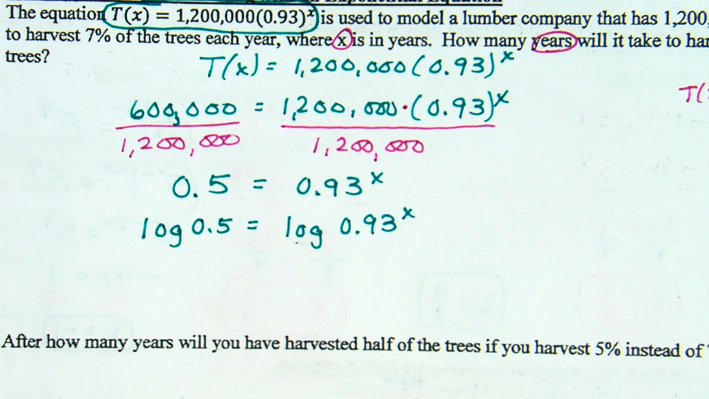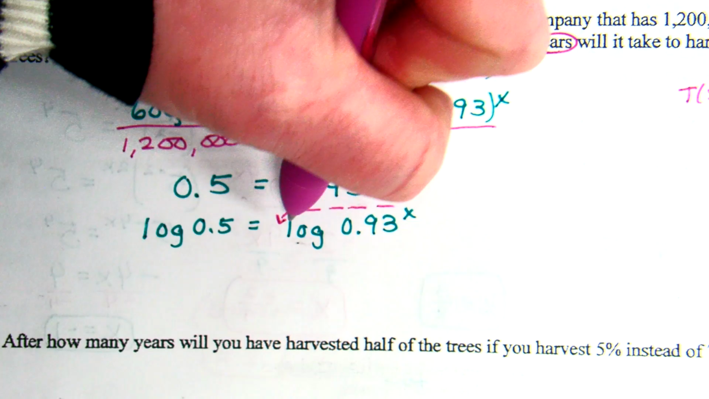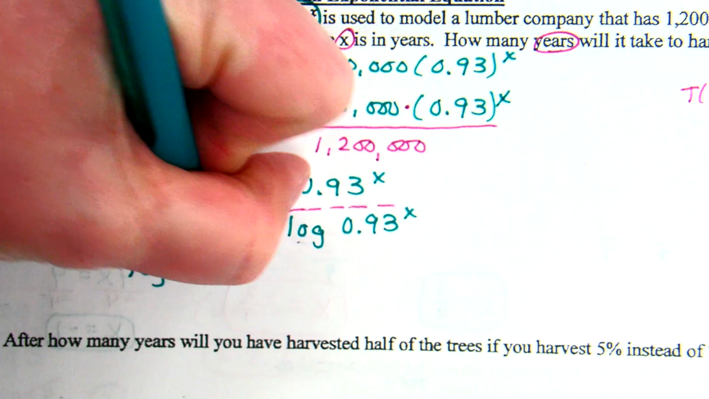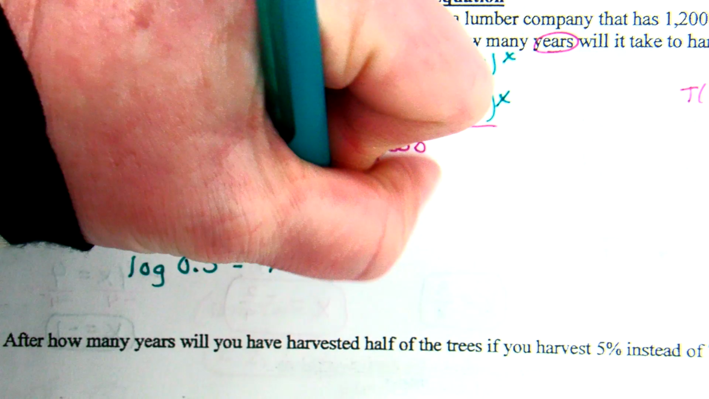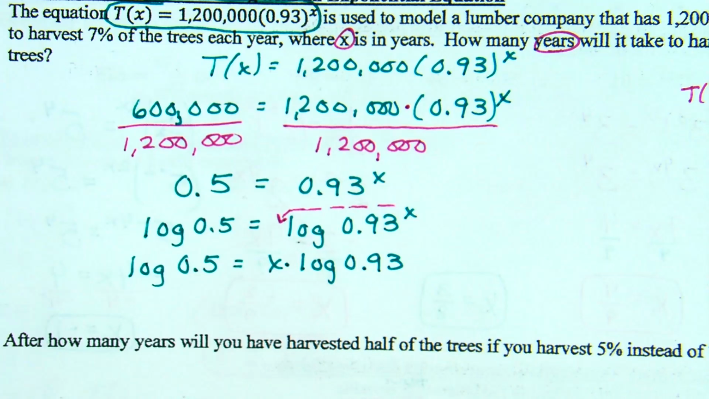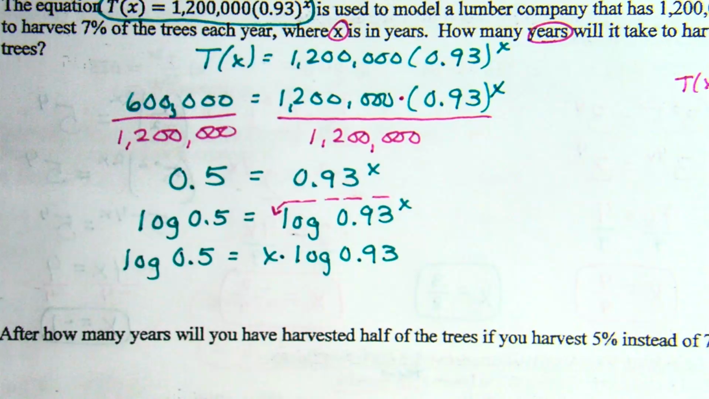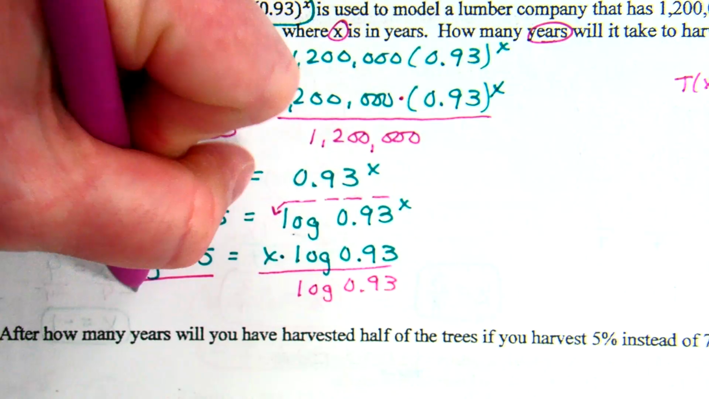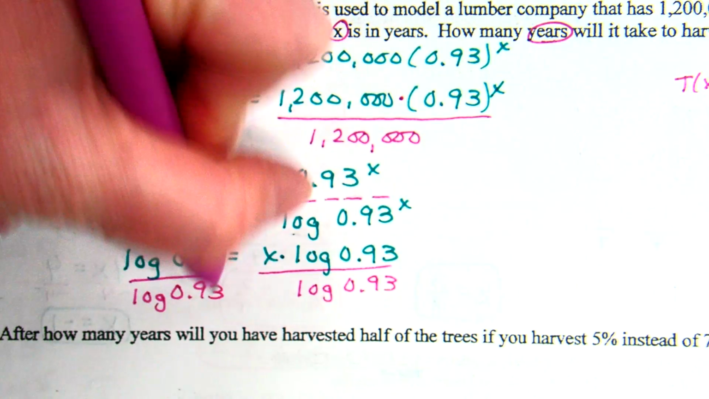What's the step I have to take here? Power property says we take the x out of the power and put it out front as a coefficient. So the log of 0.5 equals x times the log of 0.93. If it's x times that log, how do I solve for x? We divide it by log of 0.93.